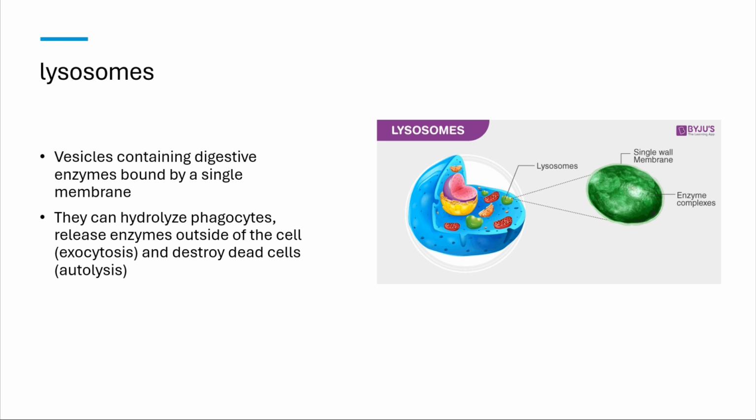Lysosomes are vesicles that contain digestive enzymes. They secrete enzymes. They can hydrolyze phagocytes and release enzymes outside the cell, that's exocytosis, and destroy dead cells. Autolysis is when the lysosomes use their enzymes to destroy dead cells inside, or they could use them to hydrolyze other cells, such as phagocytes, which we'll see in a minute.